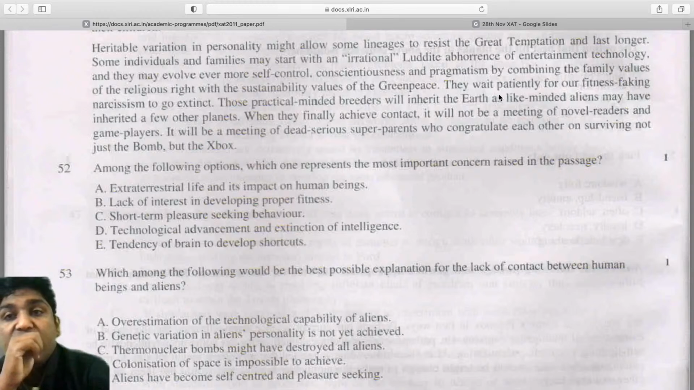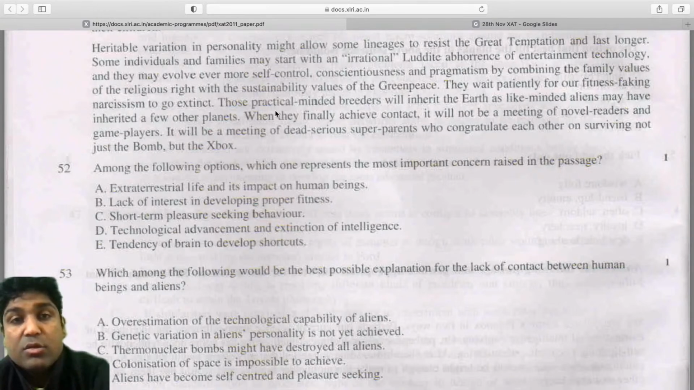They wait patiently for our fake fitness narcissism to go extinct. Those tactical minded breeders will inherit Earth as like minded aliens may have inherited few other planets. When they finally achieve contact, it will not be a meeting of novel readers and game players, meeting of dead serious super parents who congratulate each other on surviving not just porn but the Xbox.